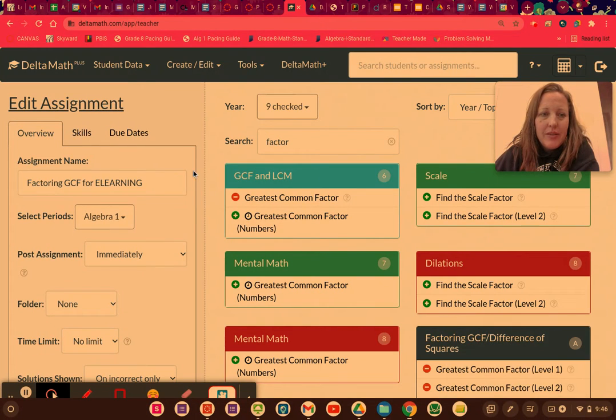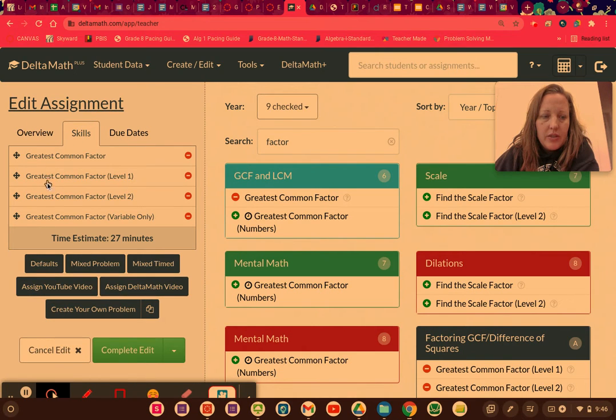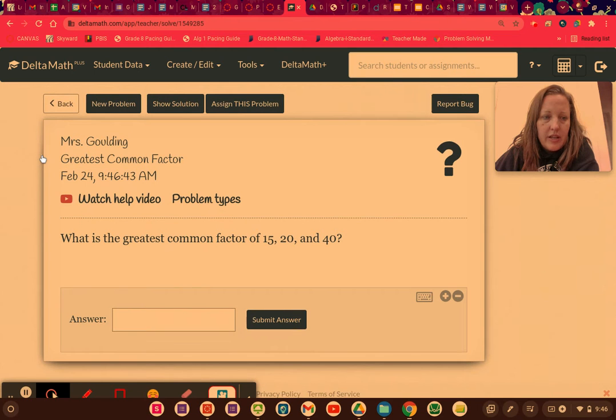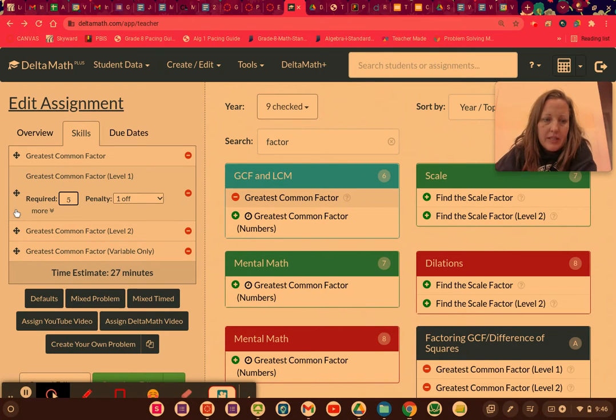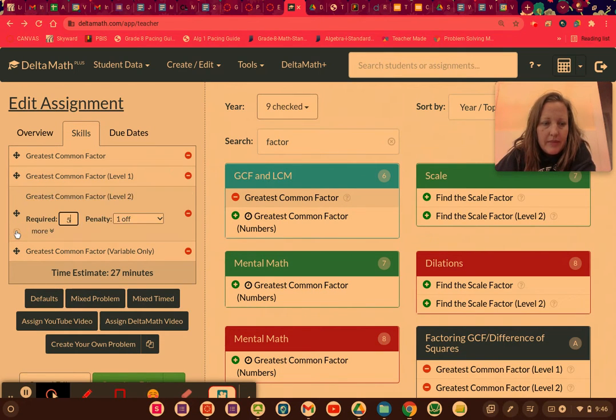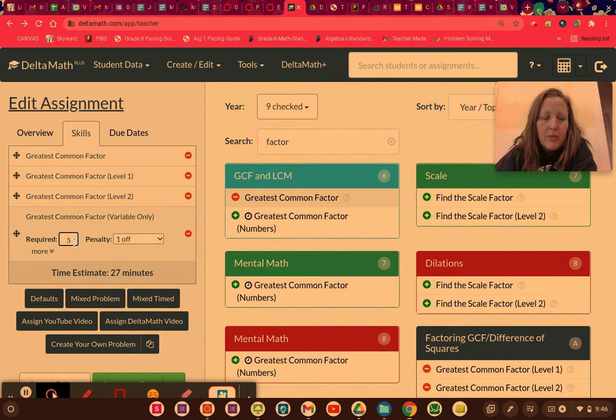I wanted to walk you through your e-learning assignment for February 24th. Your screen looks a little different than mine, but the assignment is called Factoring GCF for e-learning. There are 4 skills. We have greatest common factor, with 5 problems in level 1. Level 2 has 5 as well, and here there are some with the variable only.